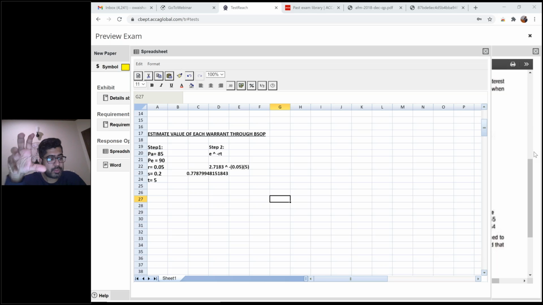Okay, so there are some students who are saying they need a break, and because of step 3, step 4, it's going to take at least 30-35 minutes. So better we should pause here, and we will resume it after that.